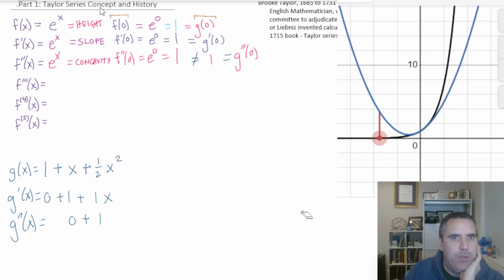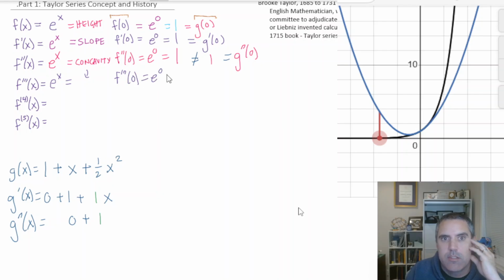Okay, now we're going to keep going. This is where things really accelerate. This is the understanding. So now we're going to take another derivative. This is the rate of change of the concavity, so like the slope of the concavity. So I'm just going to say it tells us more about how the graph curves. So the third derivative is 1.